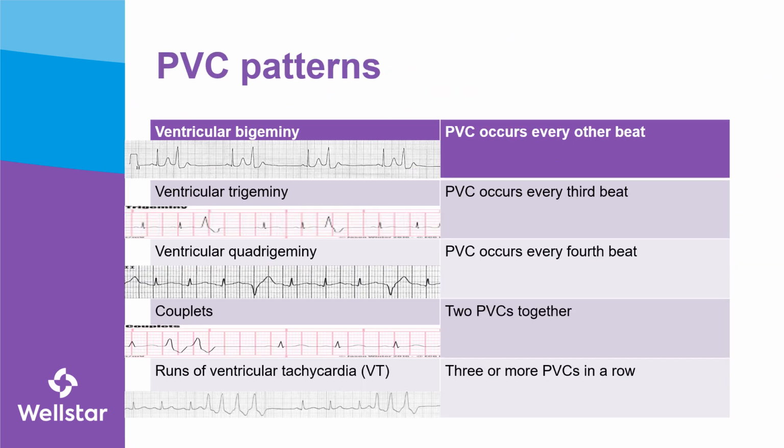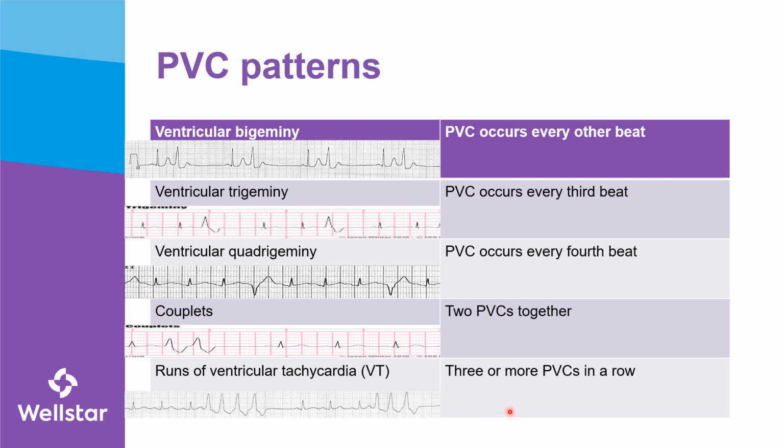You can run into PVC patterns. Ventricular bigeminy would be where every other beat has a PVC. Trigeminy is where PVCs occur on every third beat. Quadrigeminy, PVCs occur on every fourth beat. And you can run into couplets. Couplets would be back-to-back PVCs. There's no normal rhythm in between or normal impulse in between. Two PVCs together is a couplet.